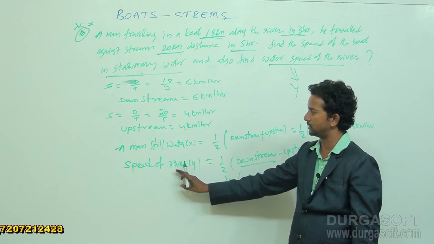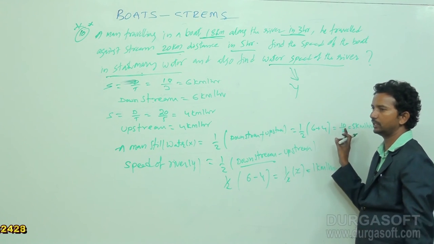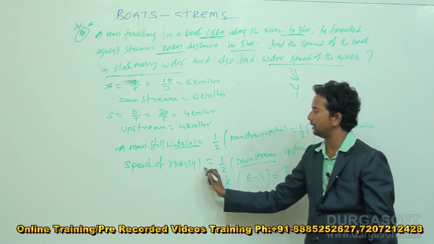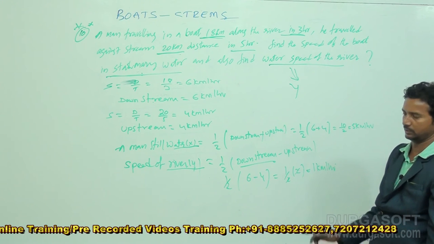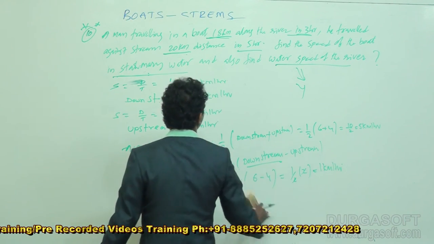You know the upstream, you know the downstream. You find the man in still water, nothing but 1 by 2 into downstream plus upstream. That you can get, the man in still water. Again, the speed of the river is nothing but 1 by 2 of downstream minus upstream. You can get the values like this. Now this is both the same streams. Now we see the last problem.